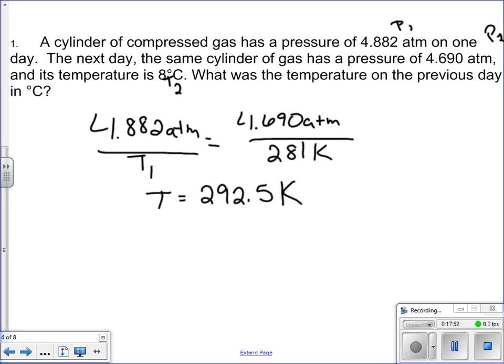All right, so let's see. Our pressure increased from 4.69 to 4.882. And so that means our temperature should also increase, 281 to 292. So that one worked out.